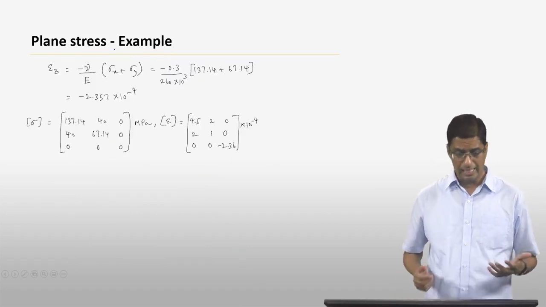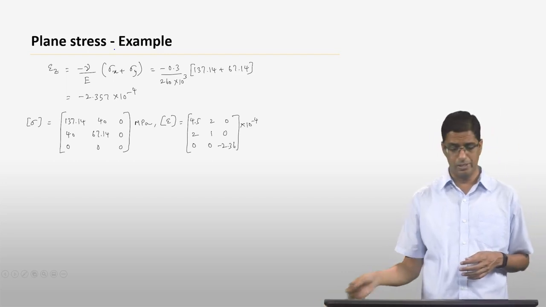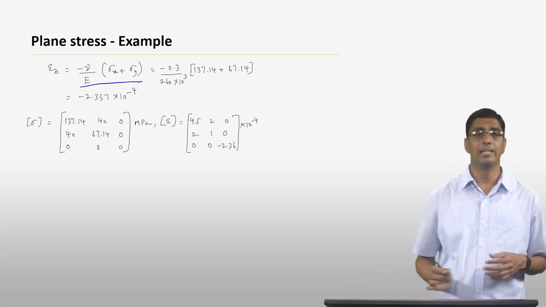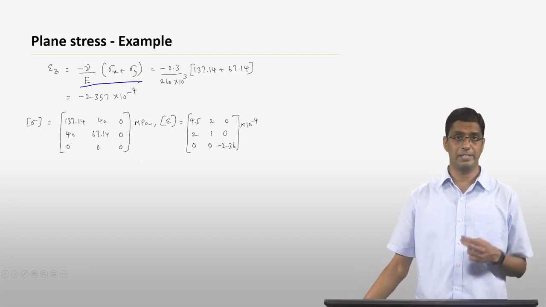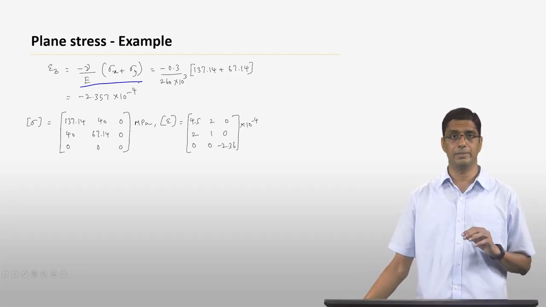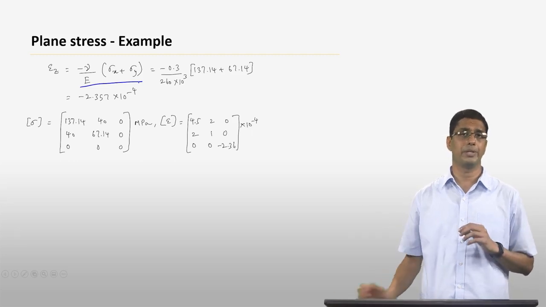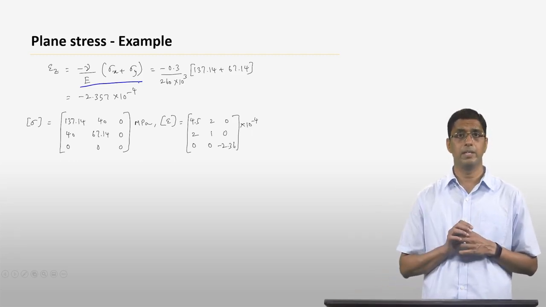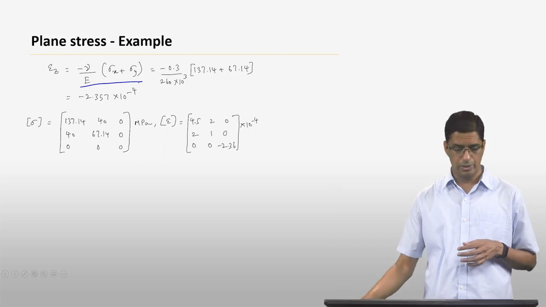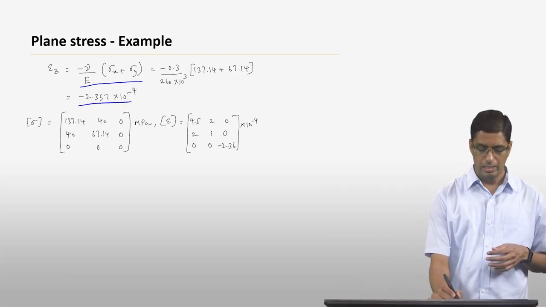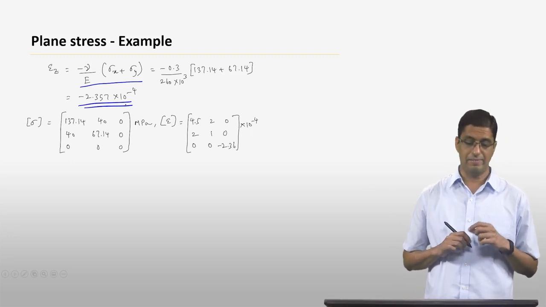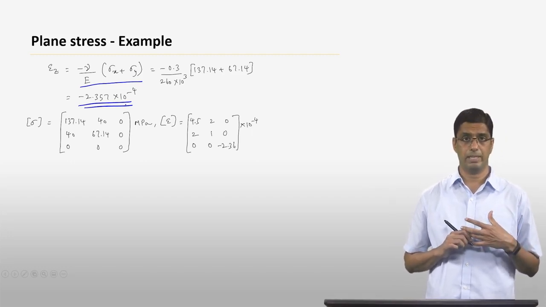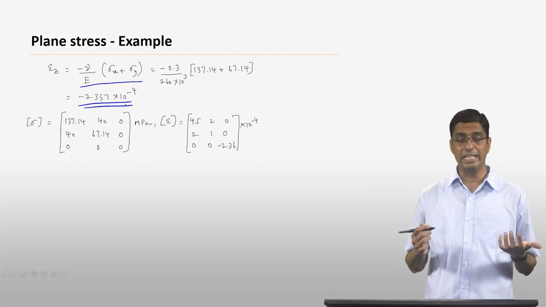And you can calculate what epsilon z is using this simple formula. Again, this is just Hooke's law with the condition that sigma z is zero. There's nothing unusual here. So it's going to be minus nu over E times sigma x plus sigma y. And if you put in the values, you essentially find out that epsilon z is minus 2.357 times 10 to the minus 4. This is something that is easy to understand.